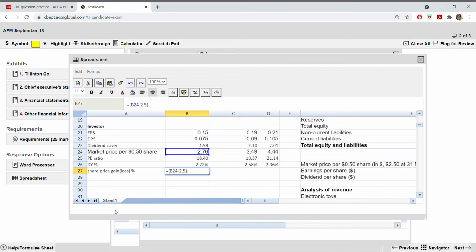Okay, we'll just leave it for the time being. The share price gain or loss. And then we'll go to total shareholder return. It is known as TSR. Okay, total shareholder return in terms of percentage.